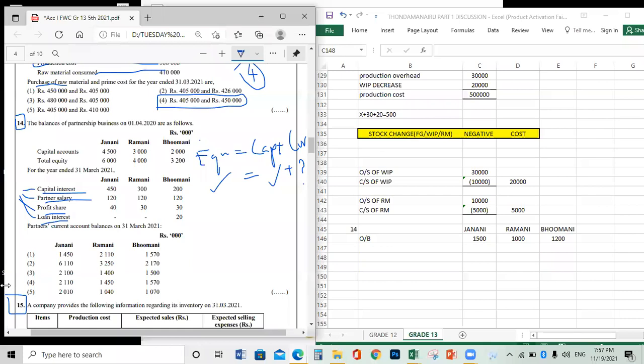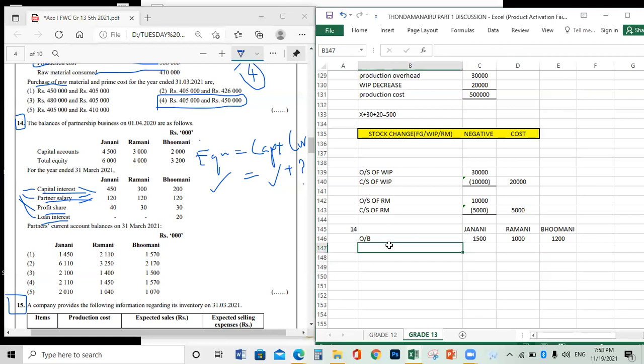In the current account, you will record everything payable to a partner. So all these 4 payable to the partner is recorded in the partner's current account. So guys, interest on capital payable to the partner will increase the current account balance. So write one by one, just add it. 450, 300, 200.